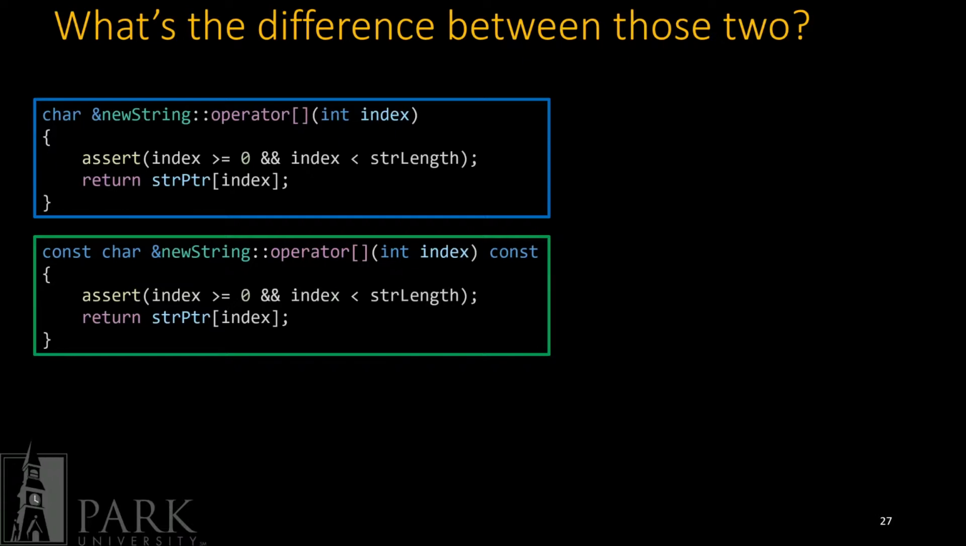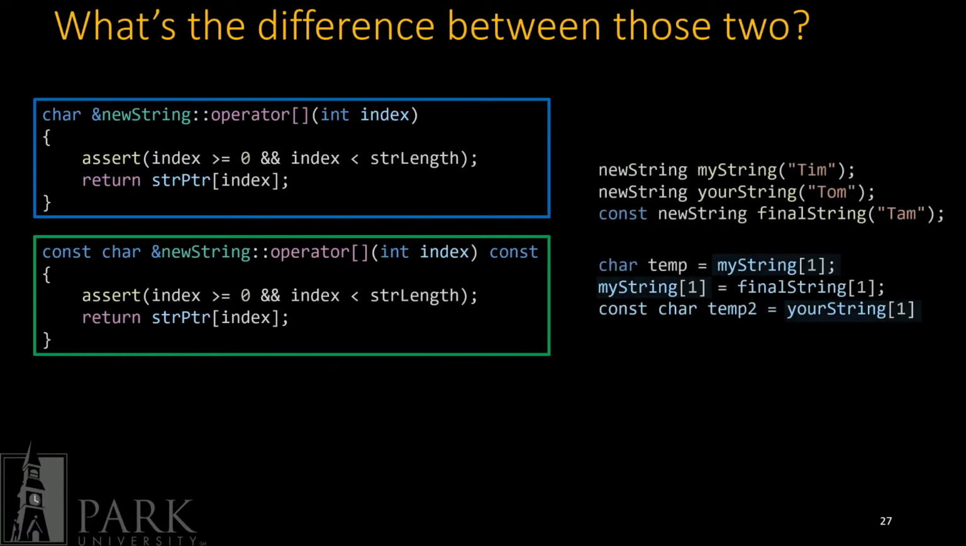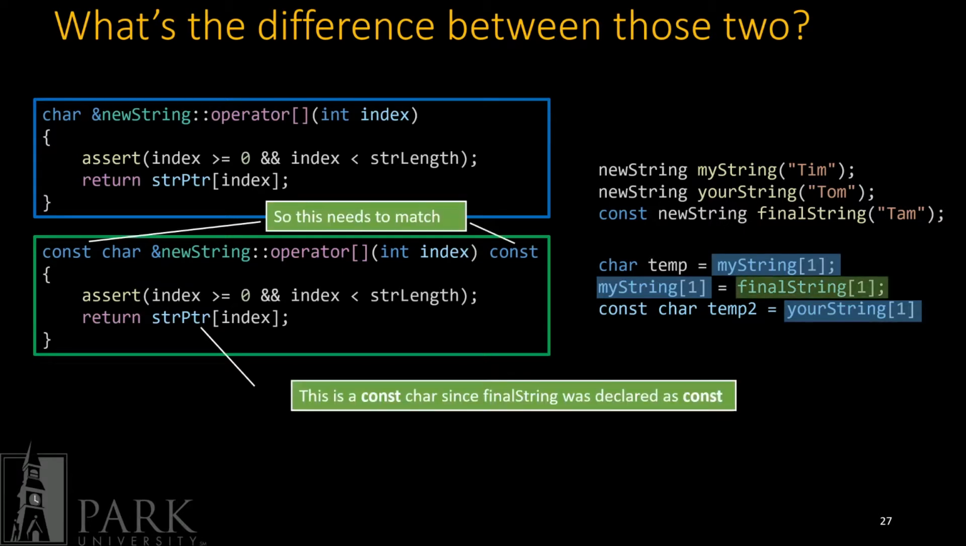In fact, the reason is that our class can be declared as const and non-const, and so we need to be able to overload the function to handle both cases when accessing individual data elements. If you look at this code snippet, you'll find that these calls use the non-const version, while this call to the subscript operator uses the const version, since final string has been declared as const. So go ahead and review the code, pause it, and make sure that you understand the code snippet right here and how it applies with the implementation details of our index operator.